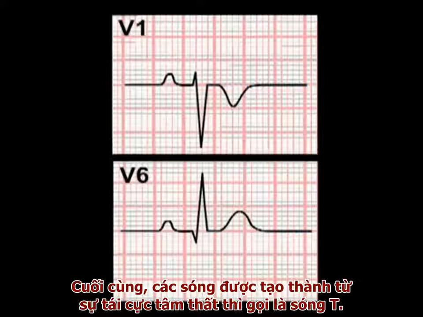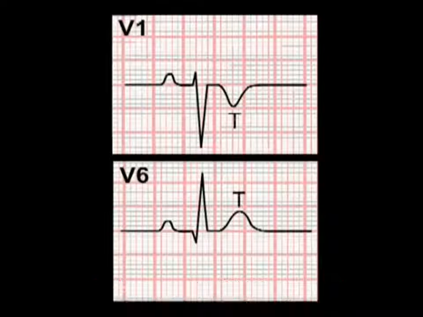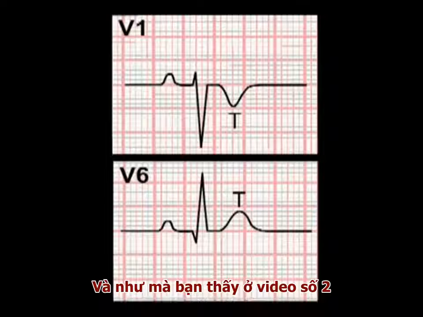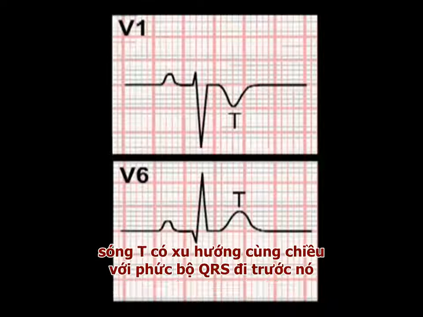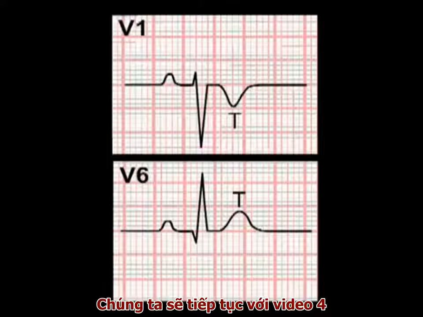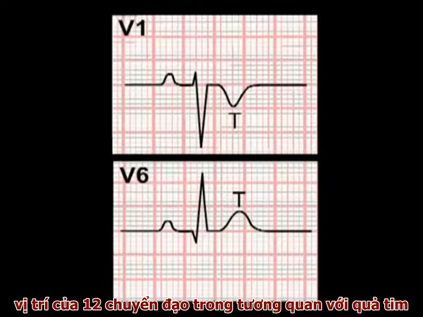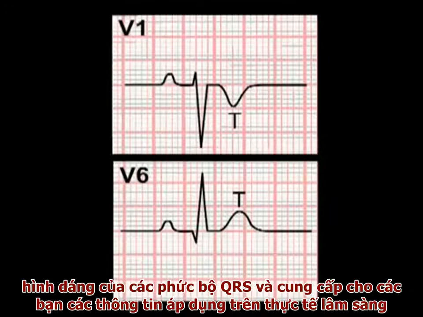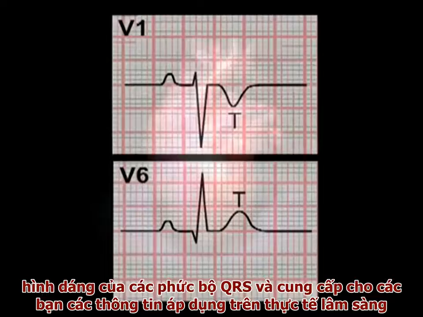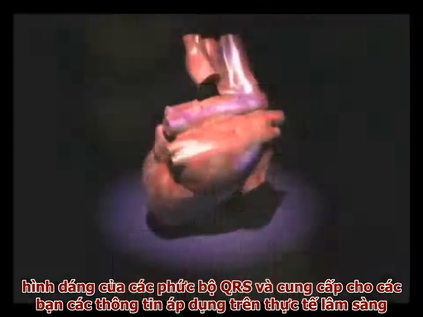Finally, the diffuse deflection produced by ventricular repolarization is termed a T wave, and as we've seen in video 2, the T wave tends to be concordant with the preceding QRS complex. We will now go on in video 4 of this section to teach you the position of the leads of a standard 12-lead ECG relative to the heart. Knowledge of these positions will allow you to understand the morphology of the ECG readout and will pay dividends in clinical practice.